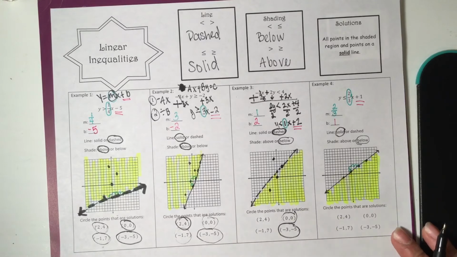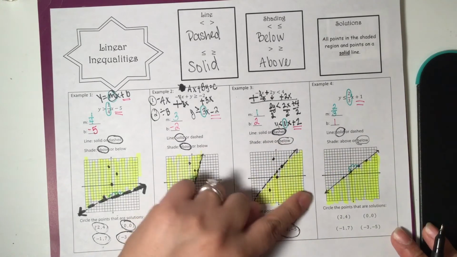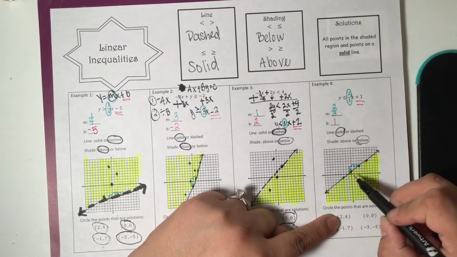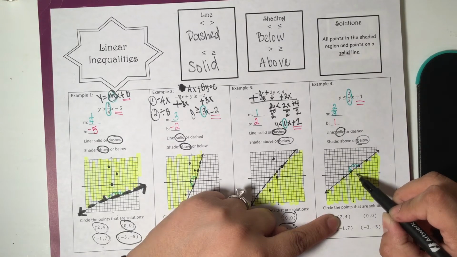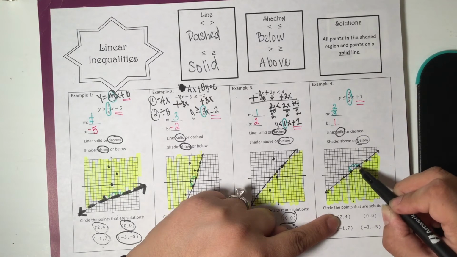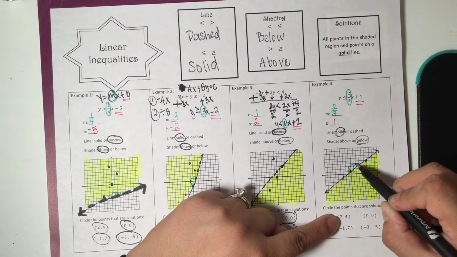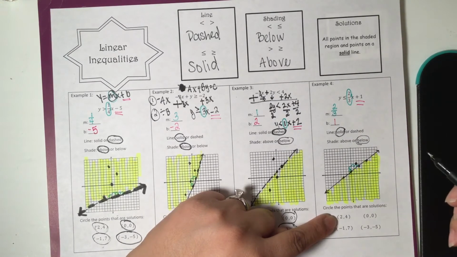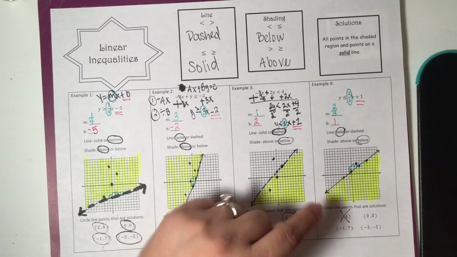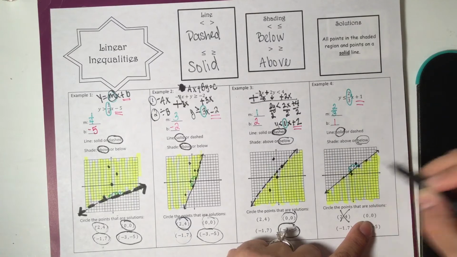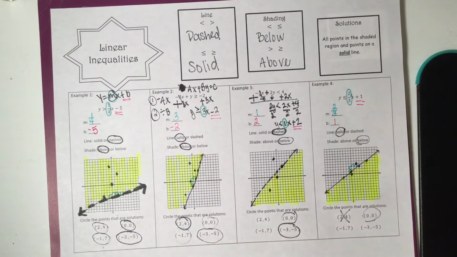Okay, last thing, which one of these are solutions? So I have 2, 4. Go 1, 2, the X direction, 1, 2, 3, oh gosh, 1, 2, 3, 4 in the Y direction. That is not in the shaded area, so it's not a solution. You can cross it out if you want. I have 0, 0. Yep, that's a solution.